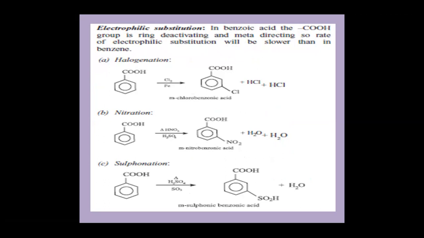Halogenation. Halogenation of benzoic acid can give meta-halobenzoic acid. For example, chlorination of benzoic acid in the presence of a metal such as iron can give meta-chlorobenzoic acid. Nitration. Nitration of benzoic acid can give meta-nitrobenzoic acid. Sulfonation. Sulfonation of benzoic acid can give meta-sulfobenzoic acid.